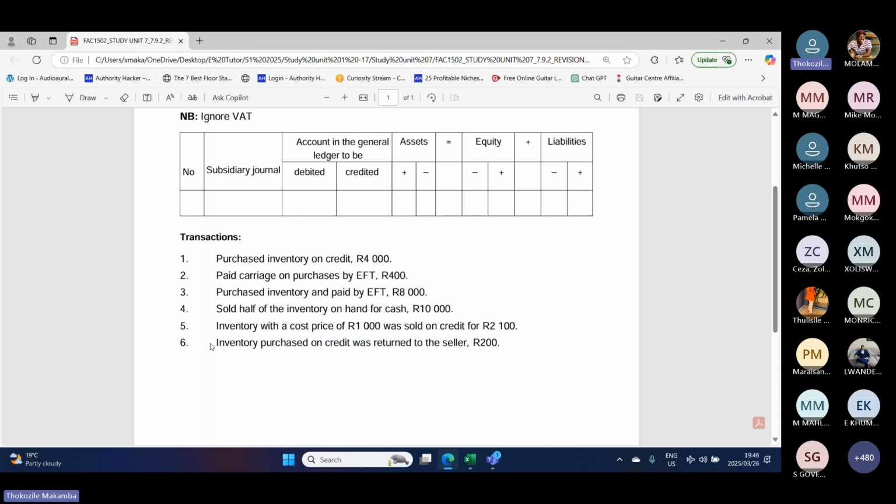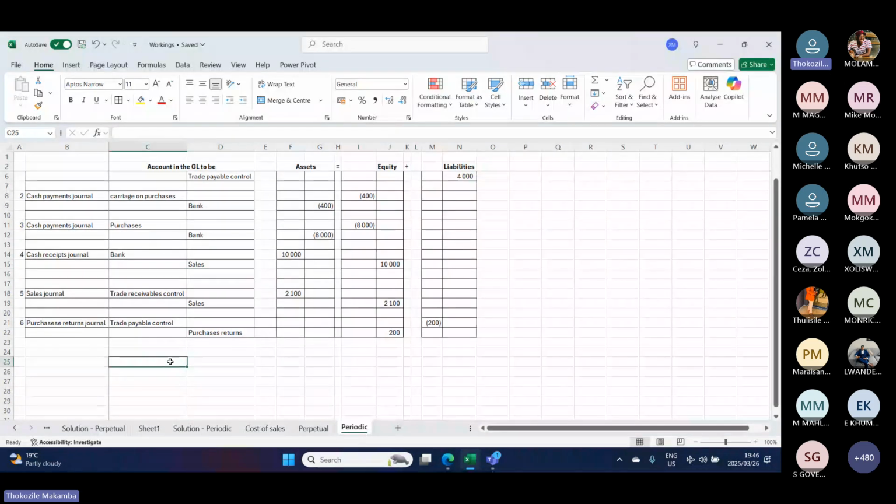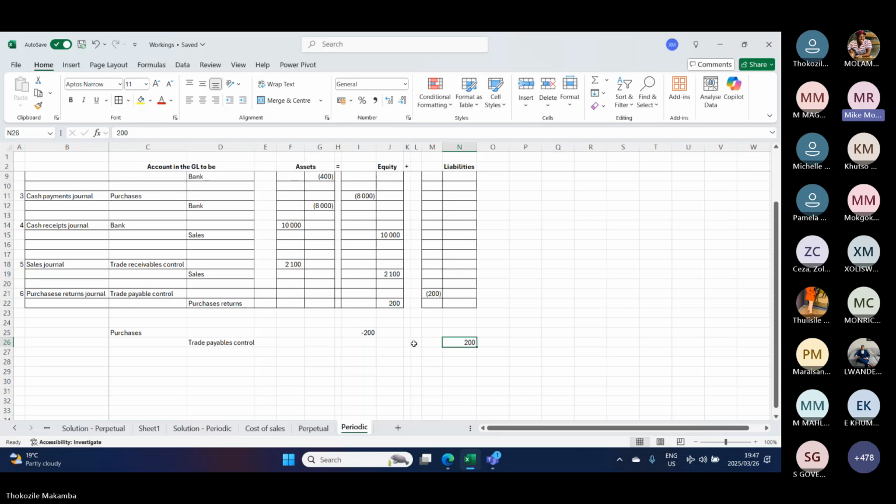So in other words, we purchased this inventory on credit initially, but now we're taking it back to the seller. When we purchased it initially, what did we do? Because we're on periodic, when we purchased it, we said debit purchases, and then credit trade payables control. That's what we did initially, for 200. That's purchases, the expense, up 200, and then your liability would have gone up by 200. That's what we did initially.